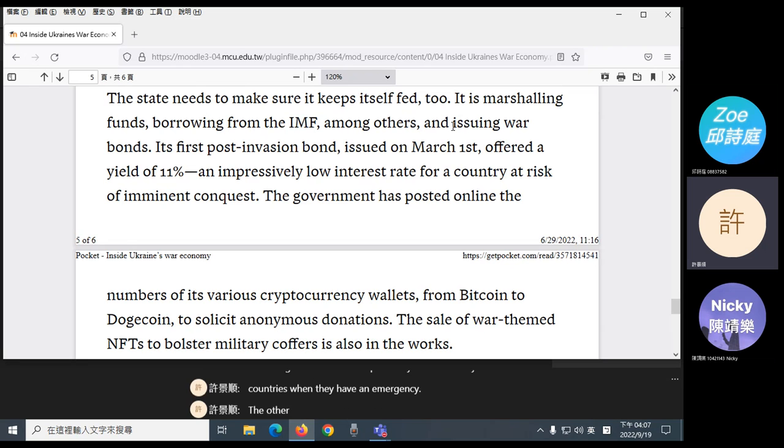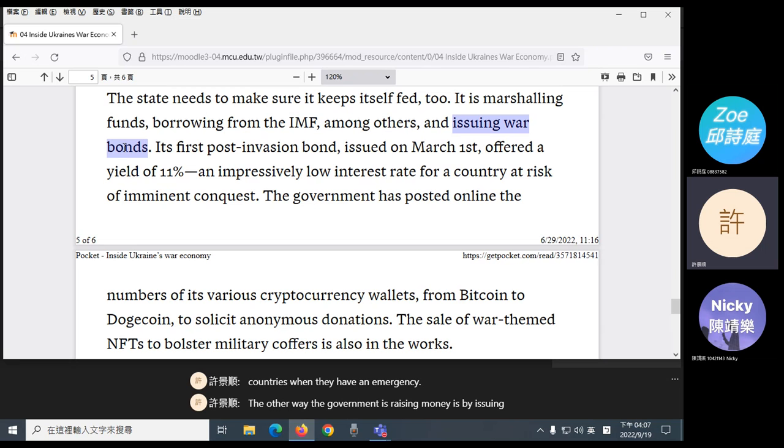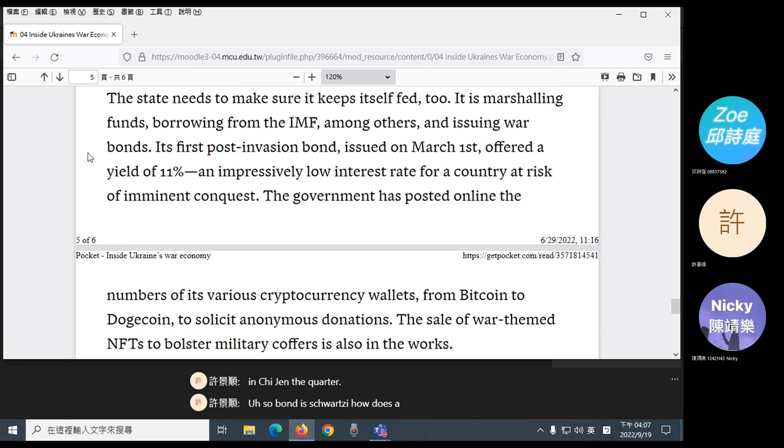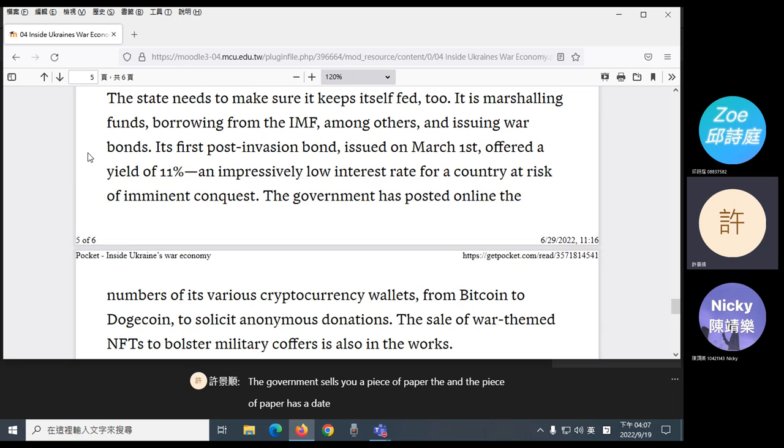The other way the government is raising money is by issuing war bonds. A bond, let me give you the Chinese first. 这个是战争期间的国债. So bond is 国债. How does a bond work? The government sells you a piece of paper. And the piece of paper has a date, like maybe 5 years. And so if you return this piece of paper to the government in 5 years, the government will give your money back and a little bit more. So it's an investment. It's a way that you can make money.